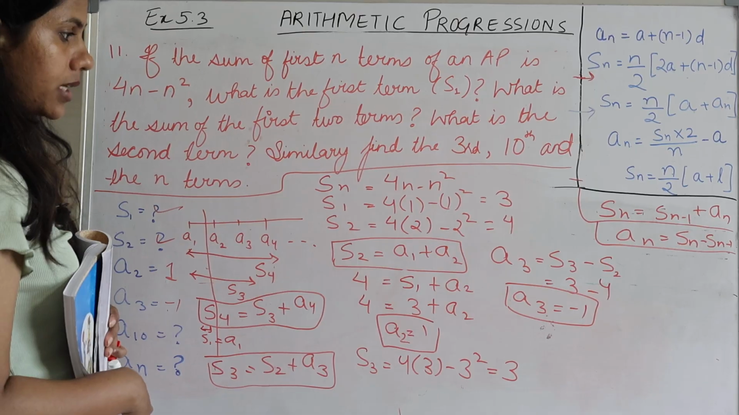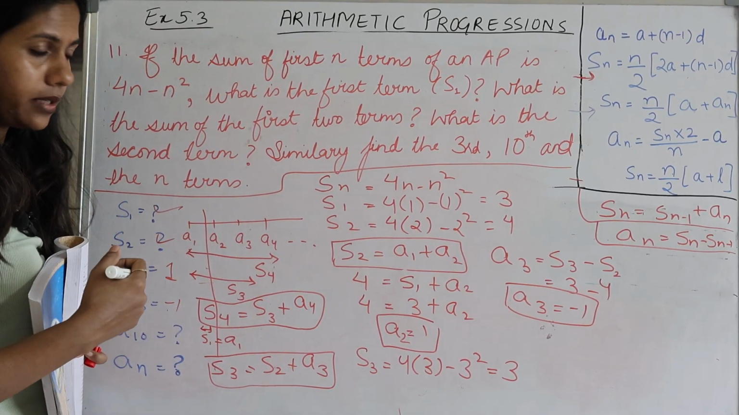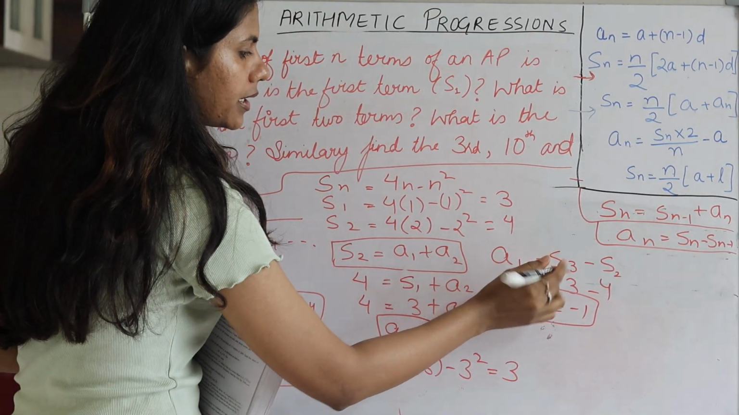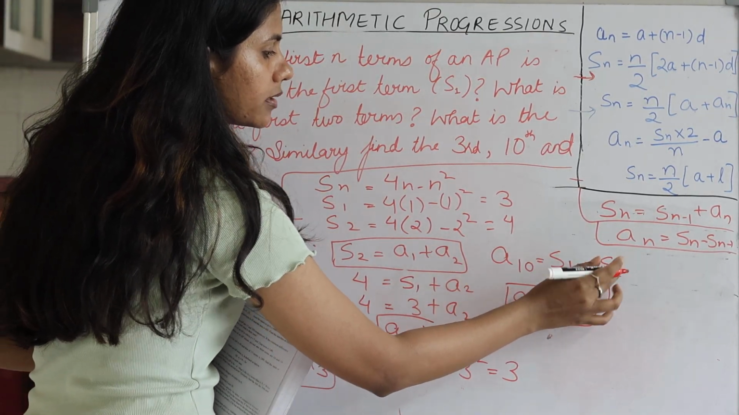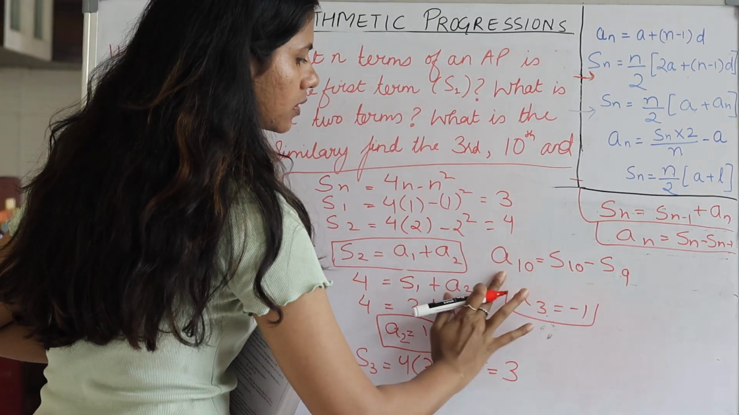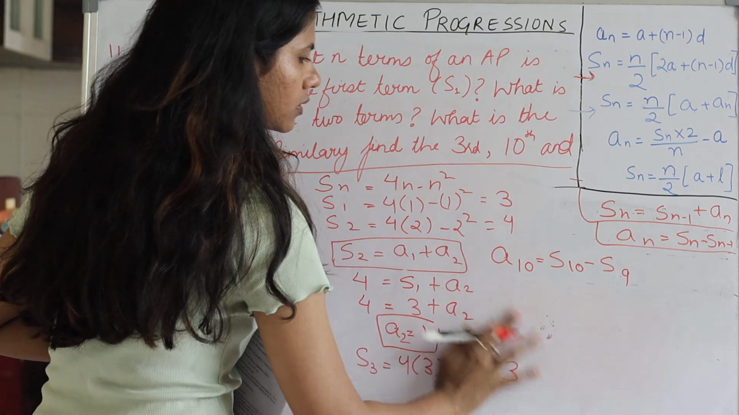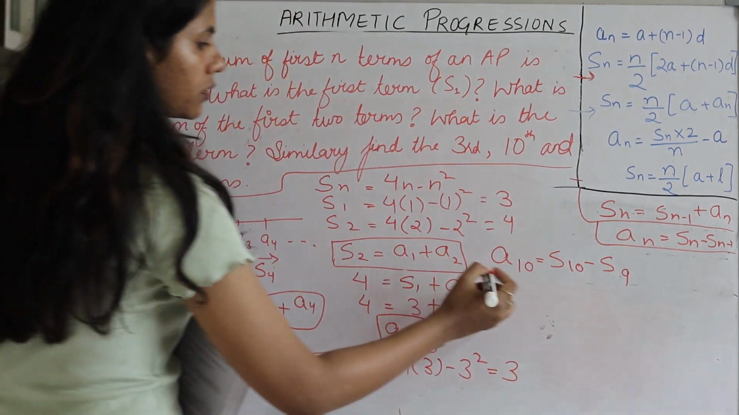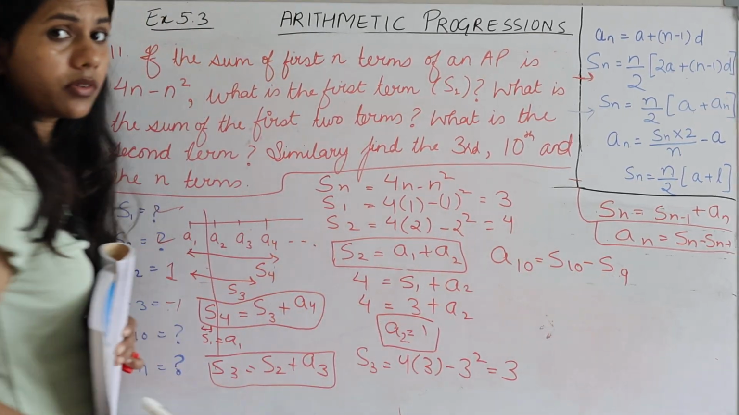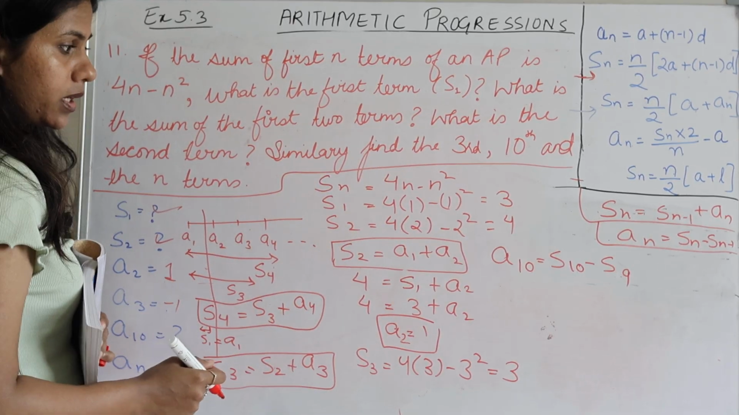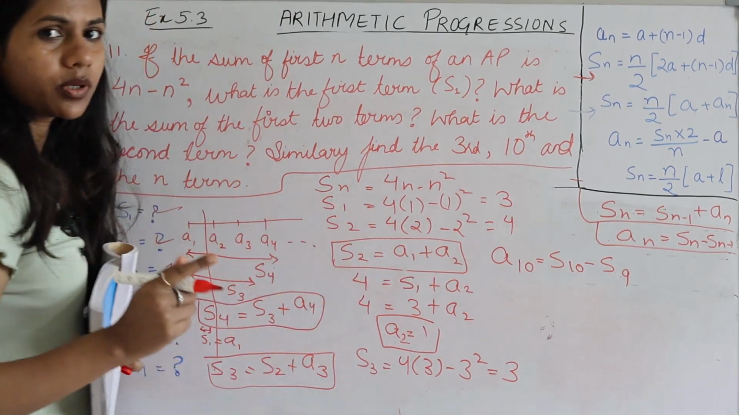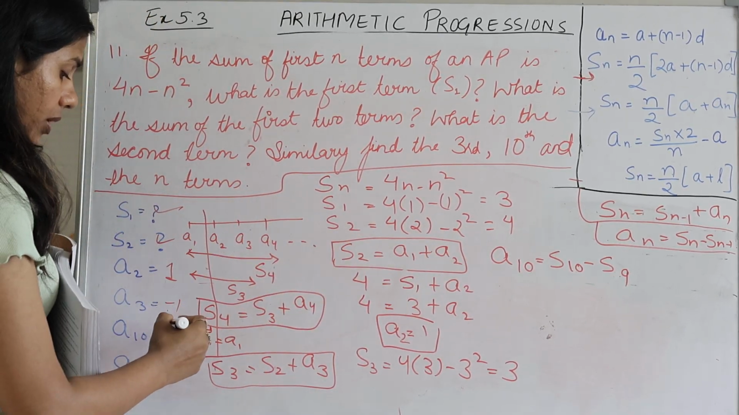Now in the same way we have to find A10. A10 equal to S10 minus S9, correct? So now we should know the value of S10 and S9. For that, we'll put in the same formula. That is your homework. You have to find out A10 and let me know in the comments. This I'm leaving up to you.